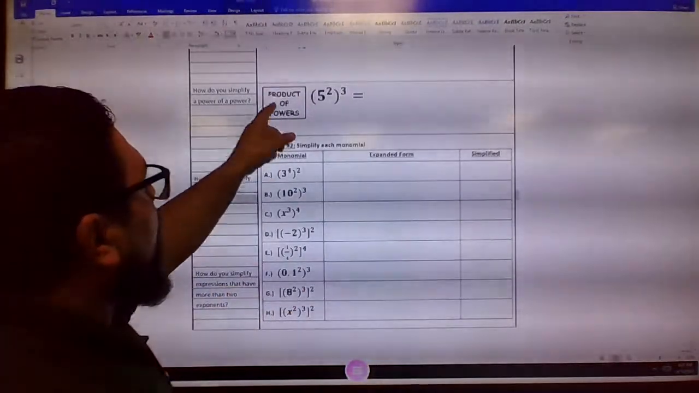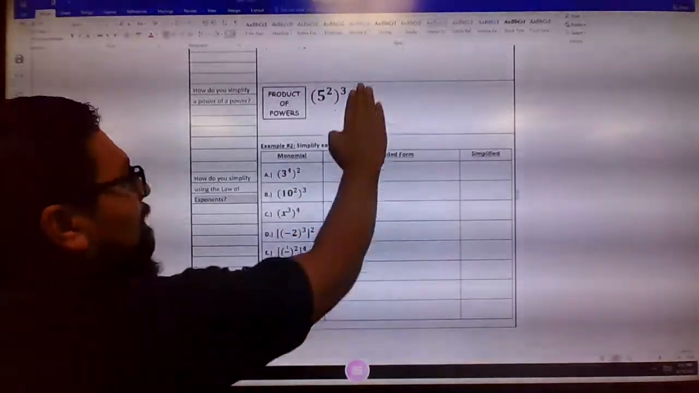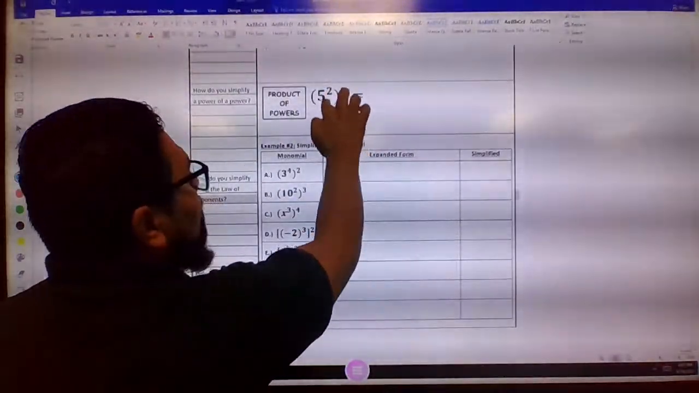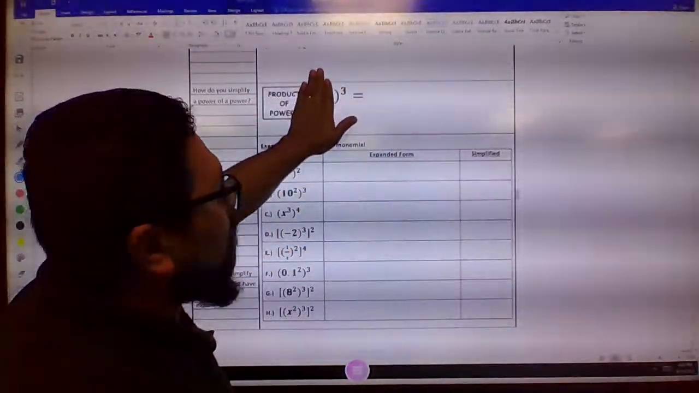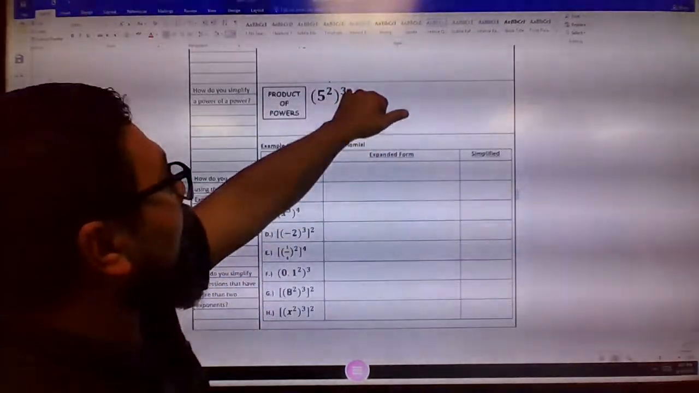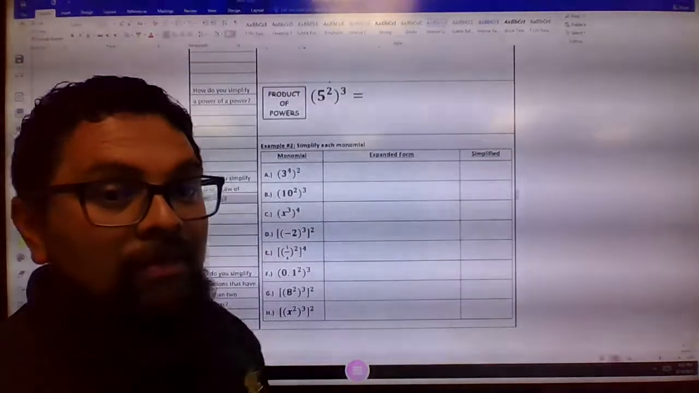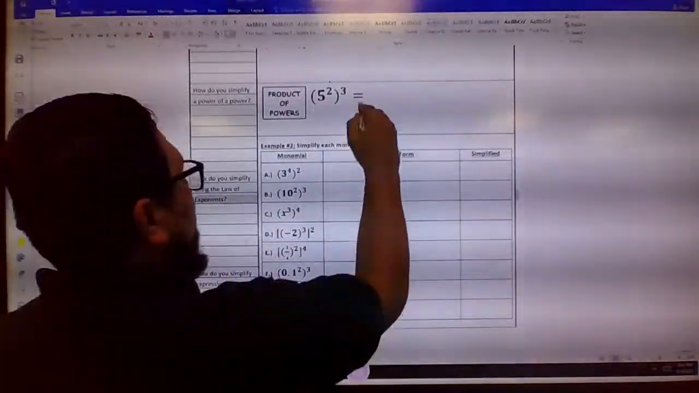So this is the product of powers, which is multiplication. We know what this is: 5 squared is 2 fives. And this is written 3 times. So first you see that outside number. That's how many parentheses you're going to use. It's like the Russian dolls. There are 3 of them, so let's do it like this.